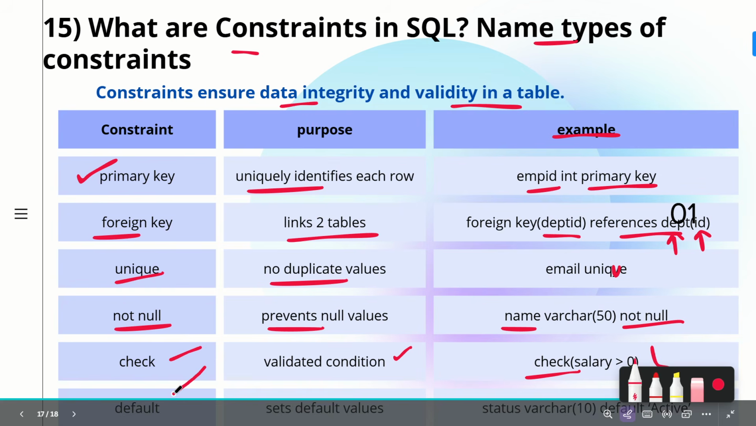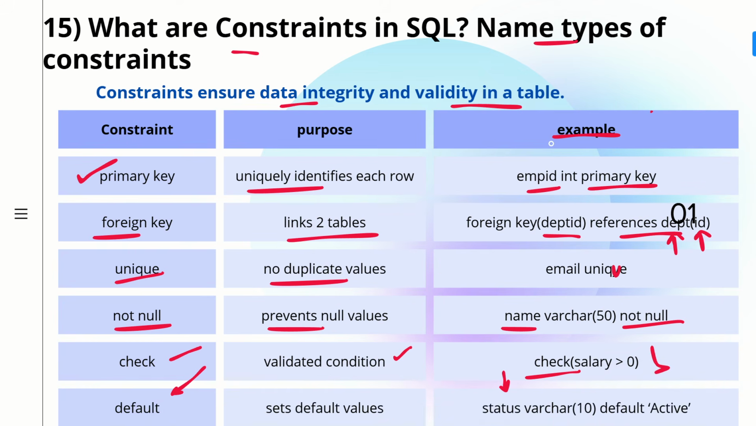Then we have default. In default we set the default values. For example, you can see below we have status varchar 10 default active, which means that status could be active, inactive, anything. In case you don't give anything, by default it will be assigned the value active. So the string value active will be assigned to your varchar.